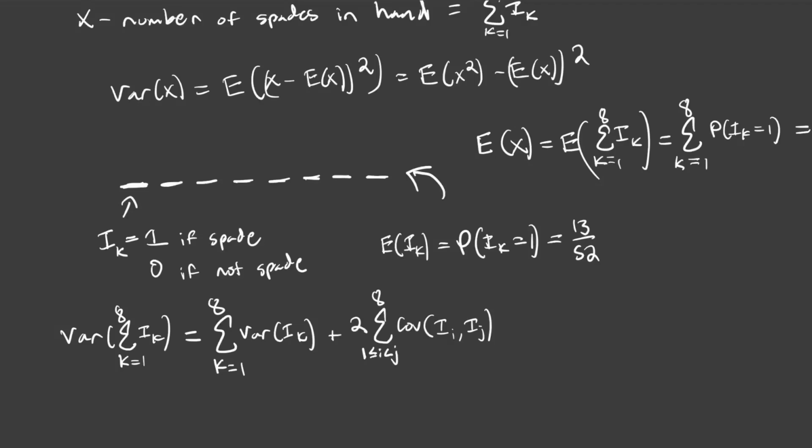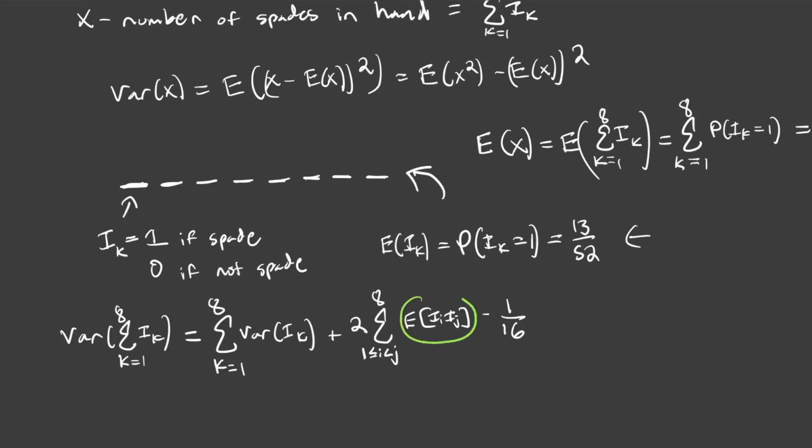But we know the covariance of I_i and I_j. We can express that as the expected value of I_i times I_j minus the expected value of I_i times the expected value of I_j, like this. Also, the expected value of any of our indicators, we already calculated, is going to be 1/4. So this right here is just going to be 1/4 times 1/4, so 1/16.